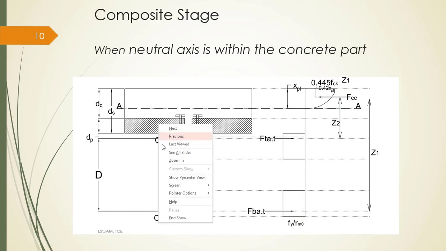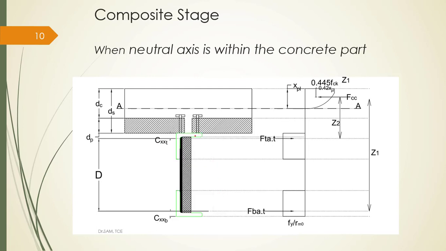I already have discussed the same thing in the beam, that this is the tension portion of the concrete. We will always eliminate the tension portion of the concrete for load carrying capacity. Therefore, this is the compression zone and this is the tension zone.